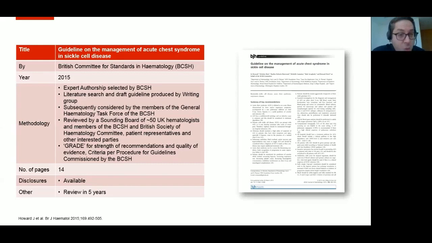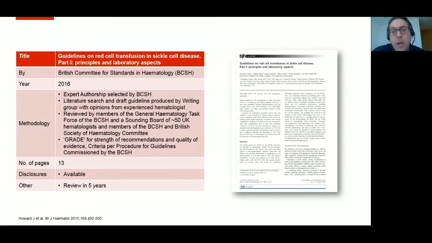Around 50 UK hematologists as well are selectively chosen to review the recommendations by the author group, and the GRADE criteria are used for recommendations to assess the level of evidence and the strength of the recommendations. And most of these have a statement at the end indicating that they will be reviewed in 5 years. So they are split. In 2015, there was one about the management of acute chest syndrome.